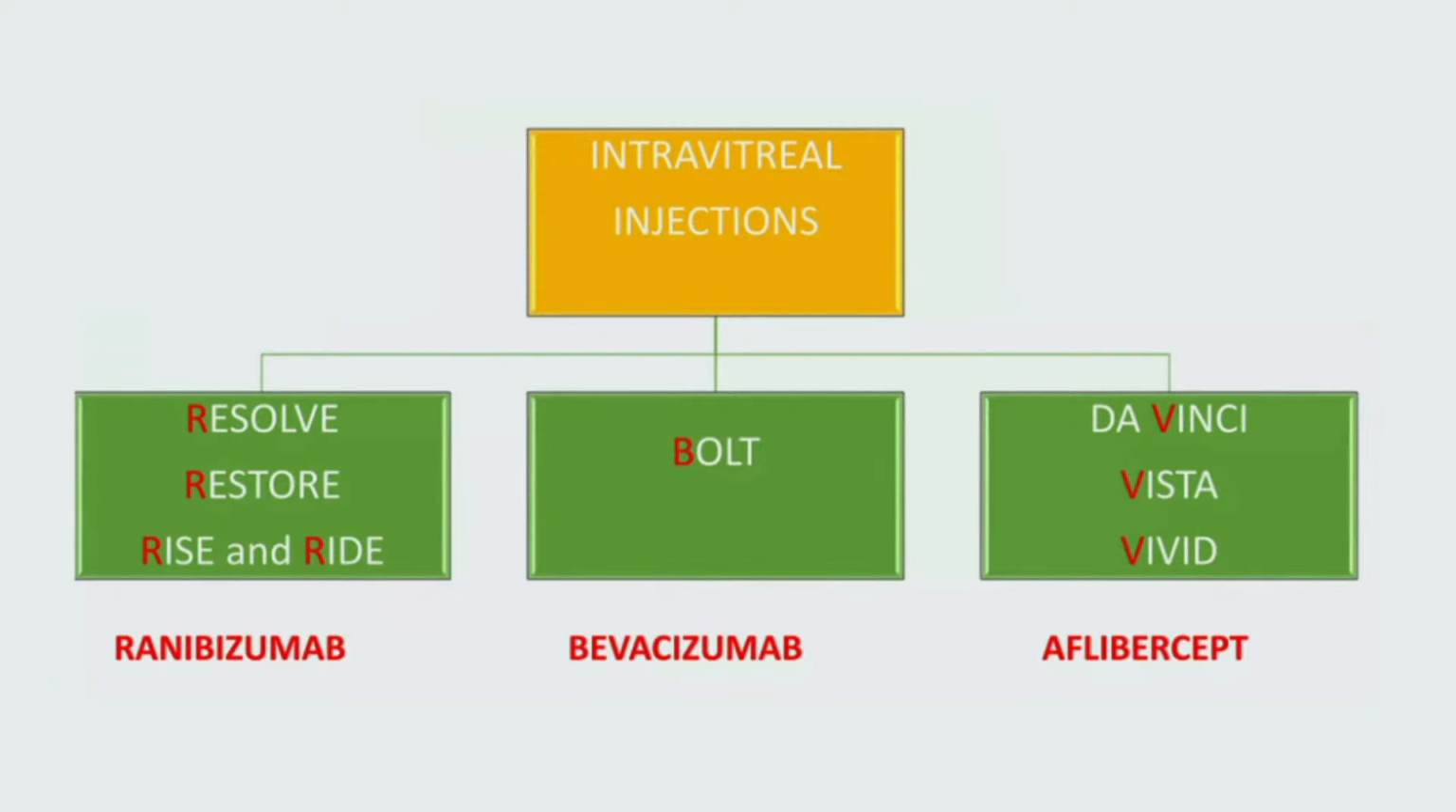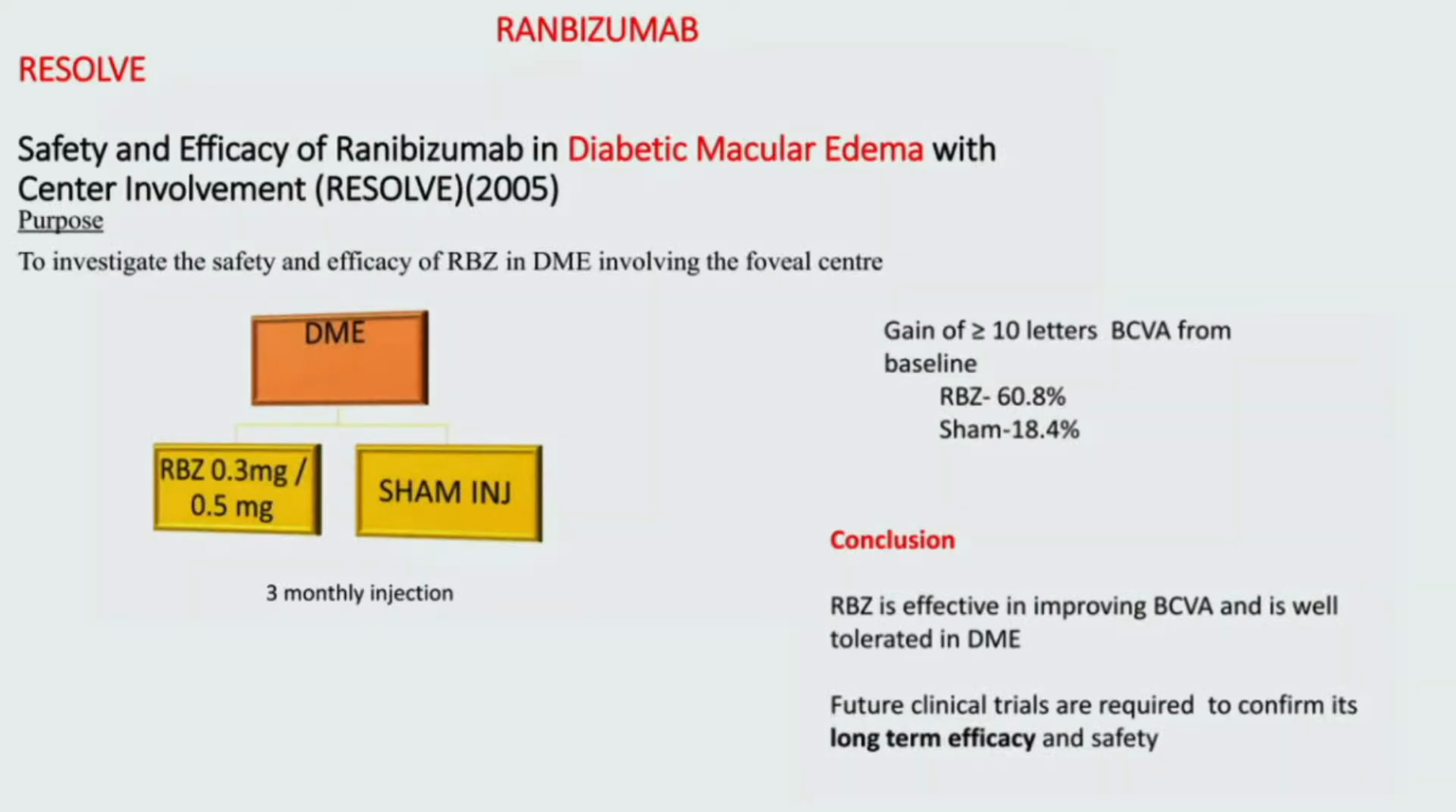These are the 3 trials which established the role of ranibizumab as the drug of choice whenever a patient comes with diabetic macular edema: RESOLVE, RESTORE, RISE and RIDE. And aflibercept's role was established by the VISTA, VIVID and DA VINCI trials. The patients were randomized between ranibizumab and the sham group, and they found that with ranibizumab, more than 60% of the patients had more than 10 letters of visual gain. Again, here they were giving monthly ranibizumab injections.